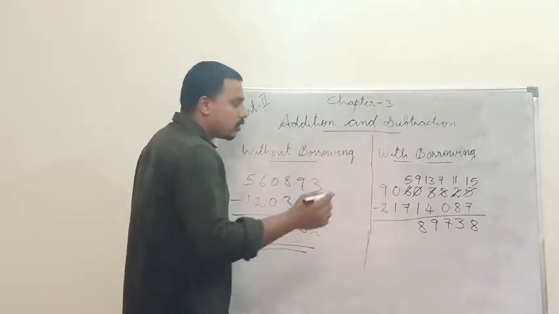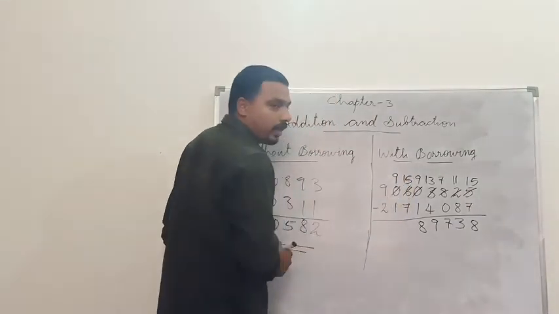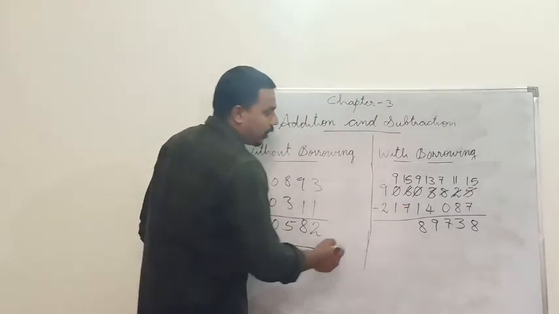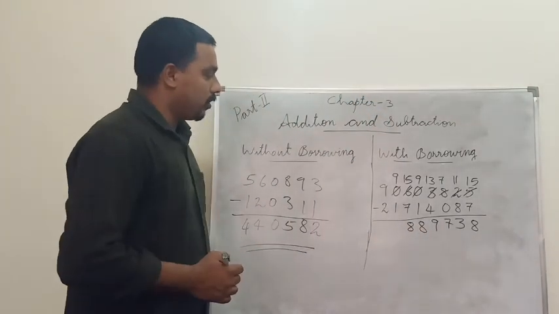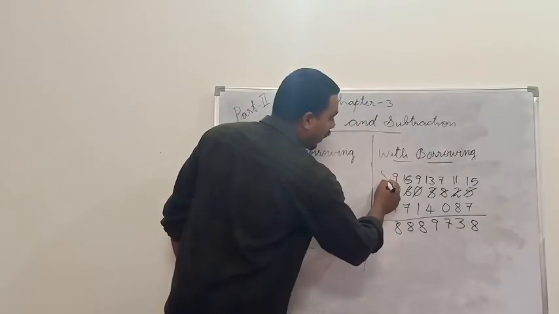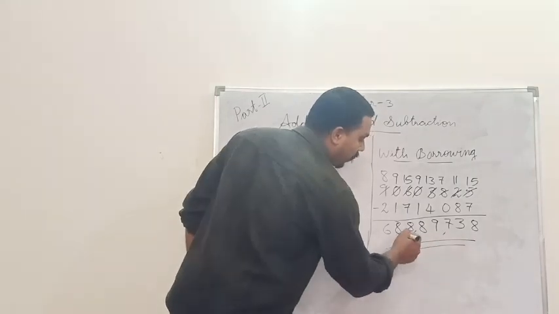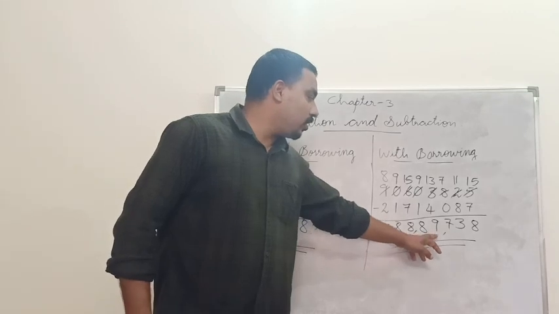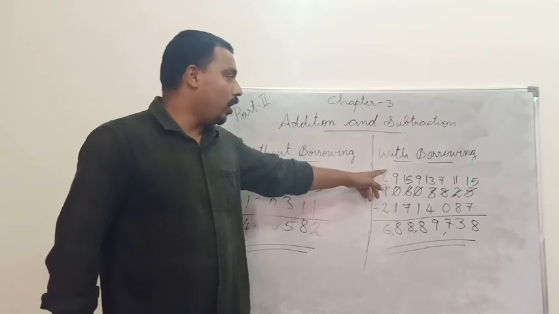So take 1 from here, it will be 15 and here will be 9. So 15 minus 7 is equal to 8. Okay, so now 9 minus 1 is equal to 8 and here will be 8. 8 minus 2 is equal to 6. So we have got the difference 6 crore 88 lakh 89,738.